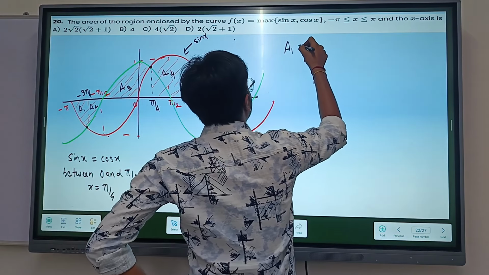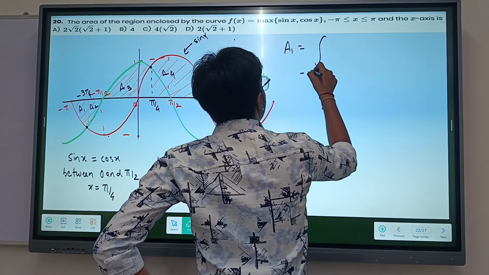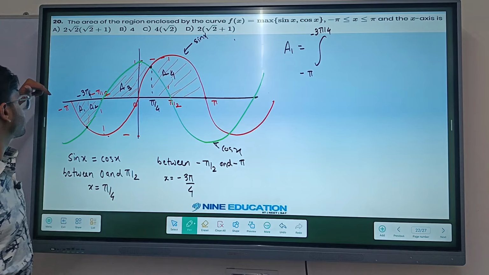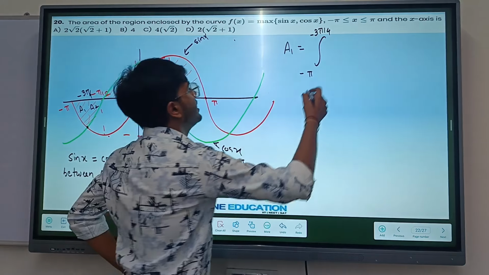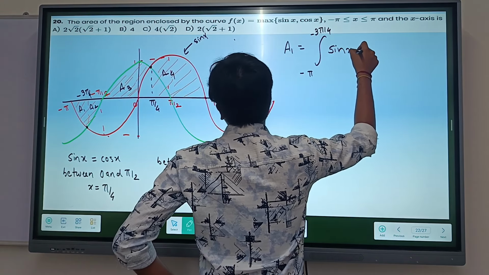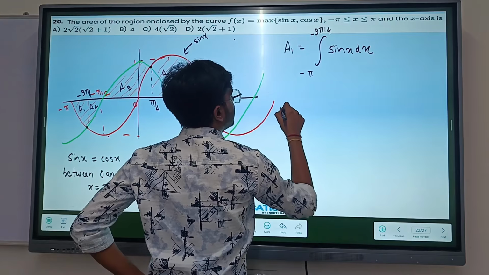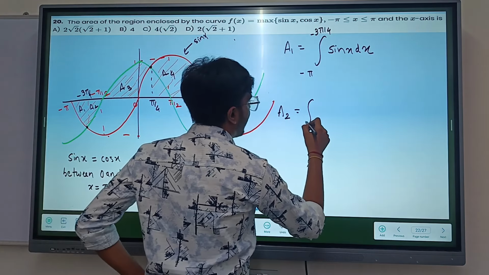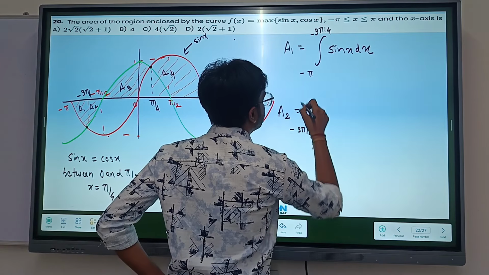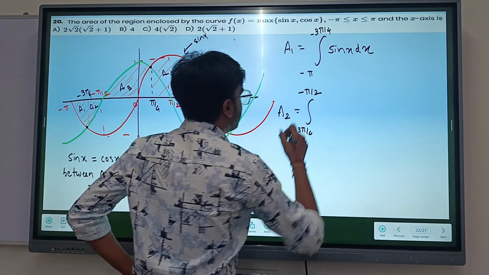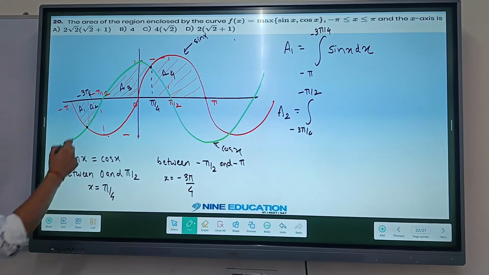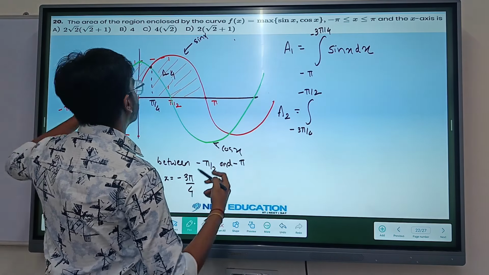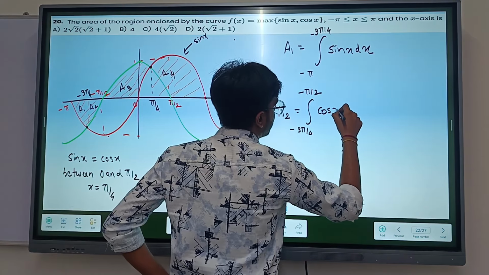So the area A1 would be from minus pi to minus 3 pi by 4. And what is the maximum function, the red function, which is the sin x function, sin x dx. The area A2 would be from minus 3 pi by 4 to minus pi by 2. What is the maximum function over here? The maximum function from minus 3 pi by 4 to minus pi by 2 is green, which is the cos function, cos x dx.